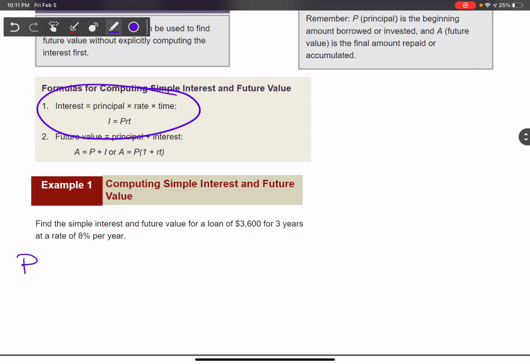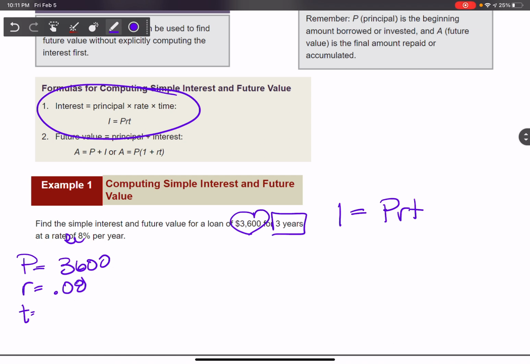So this is how I start this off all the time. I equals PRT, and then on the side I write what my P, my R, and my T are. My principal is what I start with. That's 3,600. My rate is my percent as a decimal. So that's, remember, we just did that a couple lessons ago. Bring it back 2 times. 0.08, and my time is how long? 3 years. Literally just plugging those numbers in for those letters, substituting them, and multiplying.